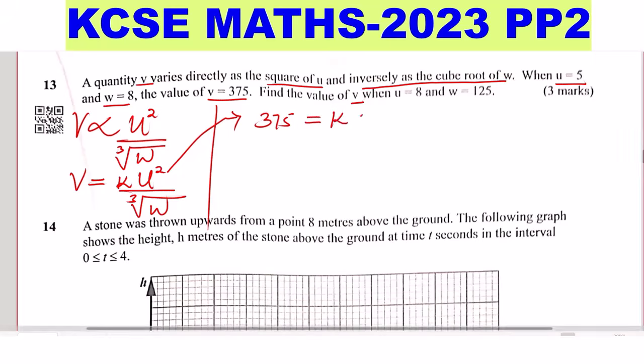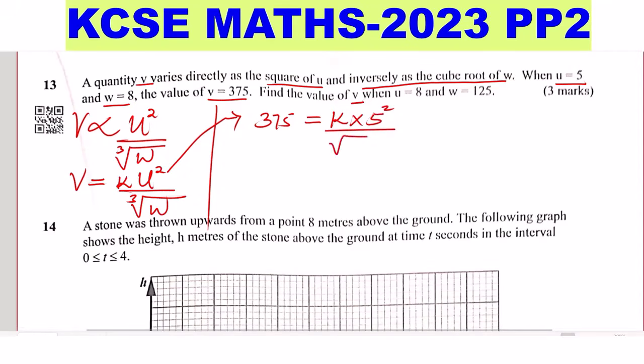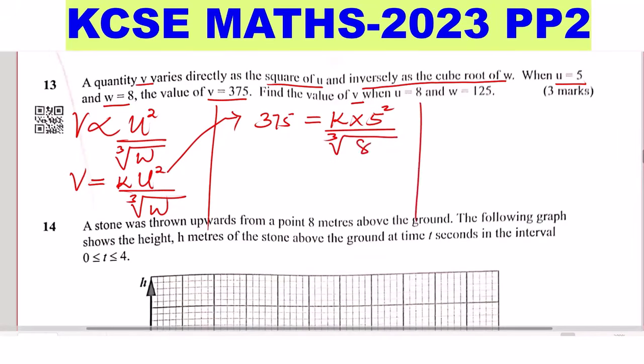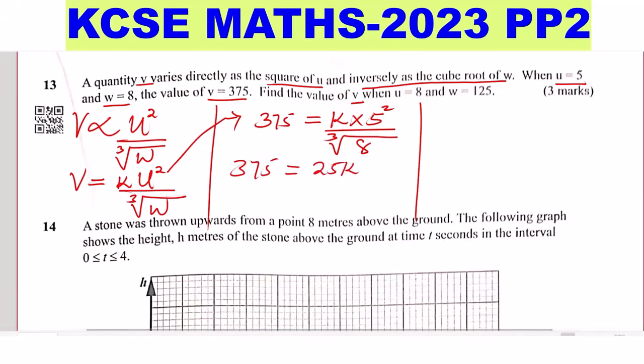Then the constant multiplied by u, which is 5. So u squared will be 5 squared, then divided by the cube root of w, which is 8. So this will give 375 is equal to 5 squared, which is 25, times k, giving 25k, divided by 8.